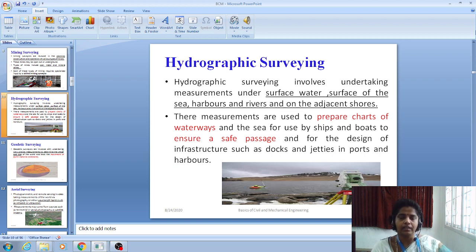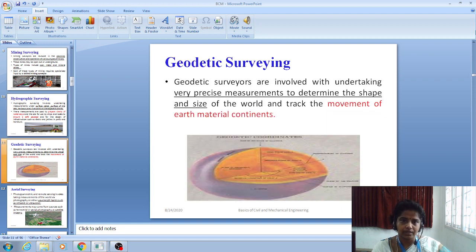Next, hydrographic survey. Hydrographic survey measures the surface of water, the sea, harbors, rivers and other adjacent shores. The purpose of the hydrographic survey is to prepare charts of waterways. It is very useful for safe passage in seashore areas and other water body areas. Next we see the geodetic survey. What is meant by geodetic survey? It surveys the earth to find out the shape and size of the earth, and also to track the movement of the earth's continents.